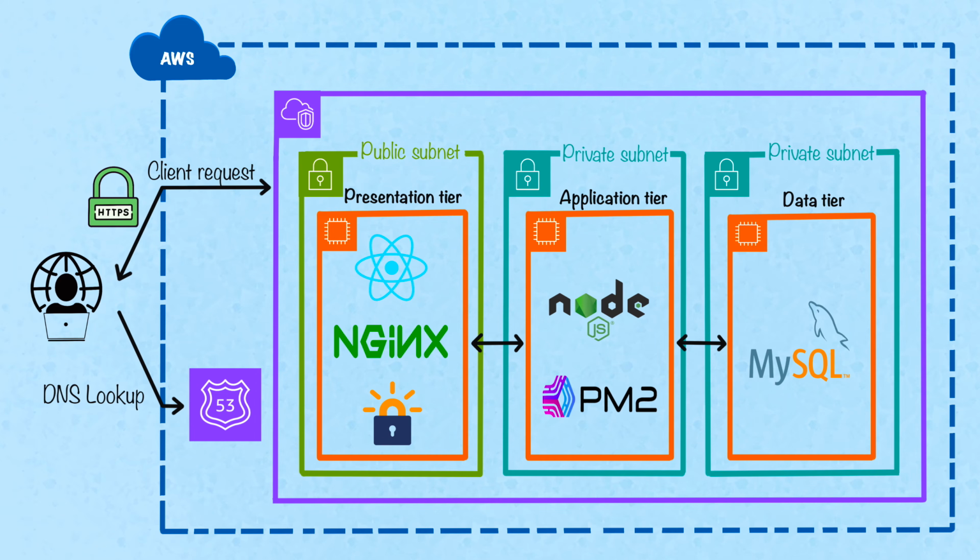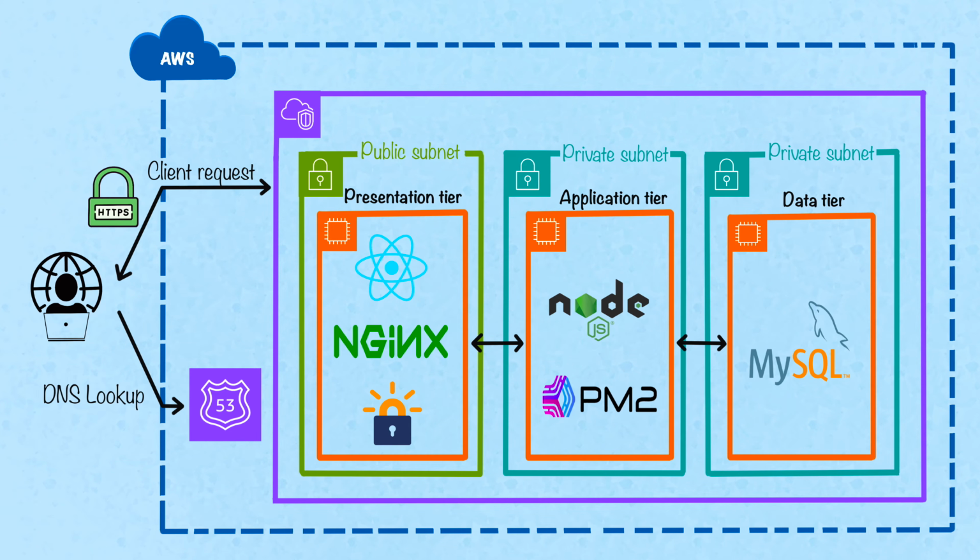Public subnet. This subnet has 1 EC2 instance functioning as our presentation tier. Here, we've deployed our React.js application served by Nginx, the popular web server. First, private subnet. This subnet houses another EC2 instance, our application tier. This instance runs our Node.js application managed by PM2 for efficient backend operations. Second, private subnet. This subnet houses another EC2 instance, our data tier. This instance holds our MySQL database, ensuring secure storage for our application's data.